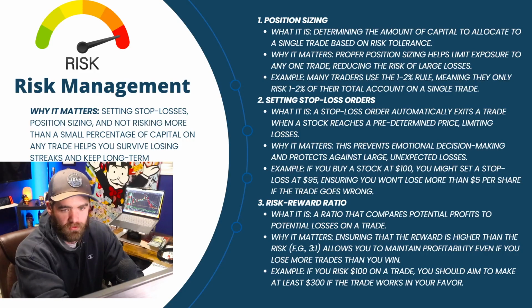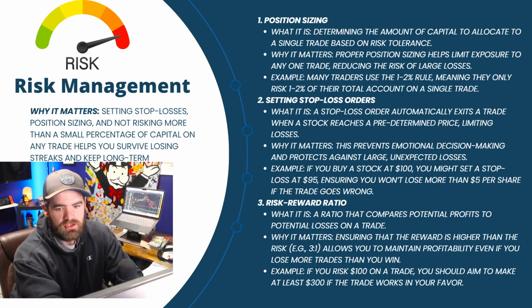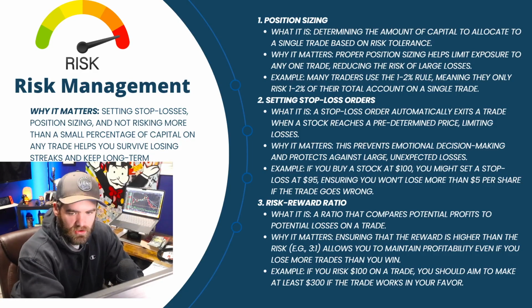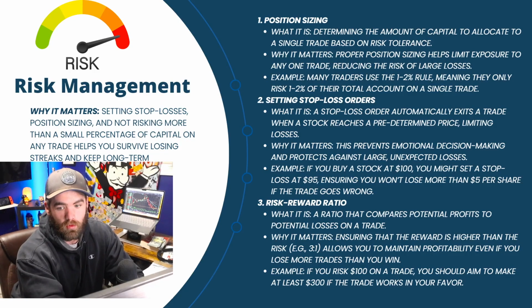always set stop orders. Stop loss orders are very, very easy orders that you can place with your broker that will ensure that once the stock reaches a predetermined price, it will automatically sell your stock. This will prevent emotional decision making. It will protect you against large and unexpected losses. So, for an example, if you buy a stock at $100, you might set a stop loss at $95, ensuring you won't lose more than $5 per share if the trade goes wrong.